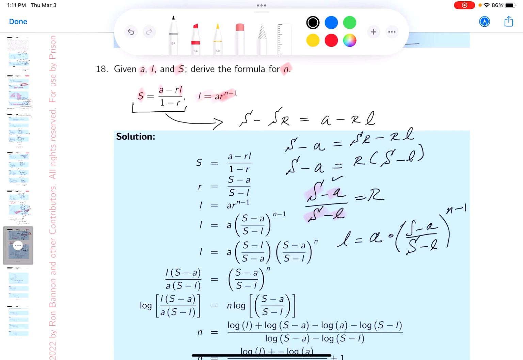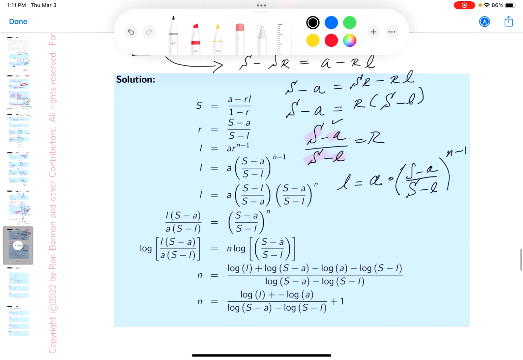So let's see if we got what we need. Everything written down, L is known, A is known, S is known. But I'm trying to solve for N. All right? I'm trying to solve for N. And the way I'd probably do this here, I don't know, maybe, let's take a look. I have to make it simpler. I really do. Because it's nightmarish otherwise. This is L equals A, and then I'd have S minus A over S minus L to the minus 1 power times S minus A over S minus L to the nth power.